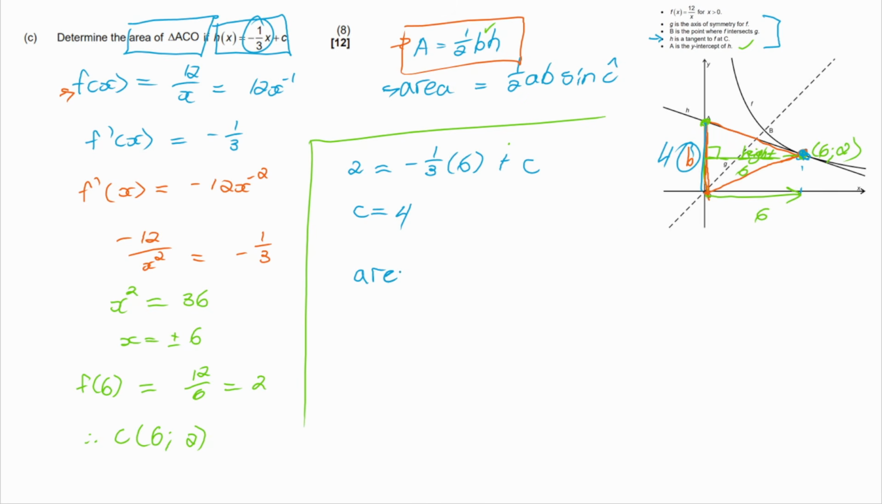So the area of triangle ACO is equal to a half base times height, which is a half times our base of 4 and our height of 6. So that is 12 units squared, 12 square units. That is how we would do that question. What I hope you saw in the technique we did is that we looked at this triangle and asked ourselves what approach do I want to use to determine this area.